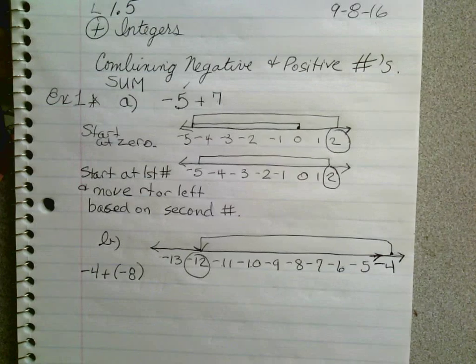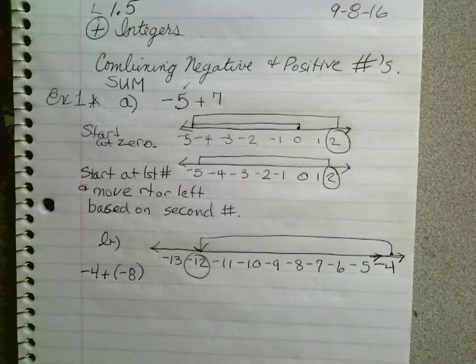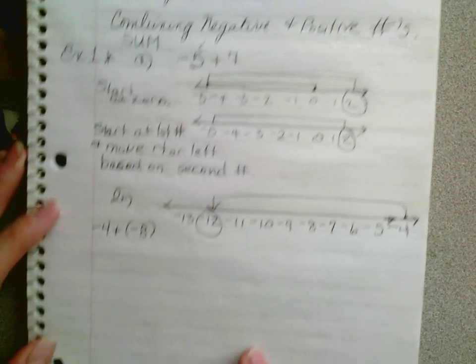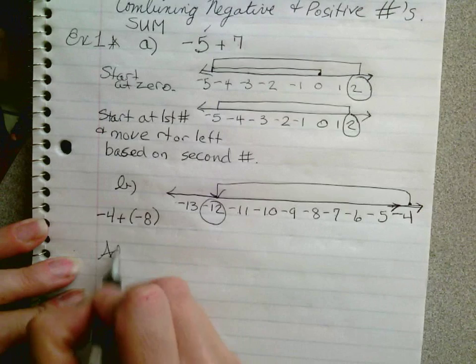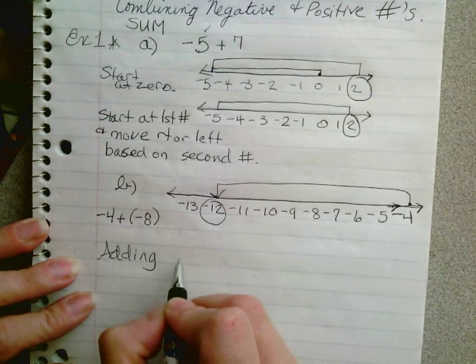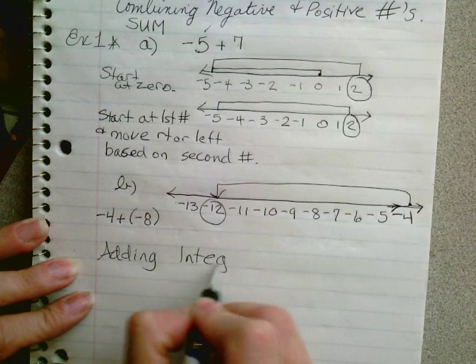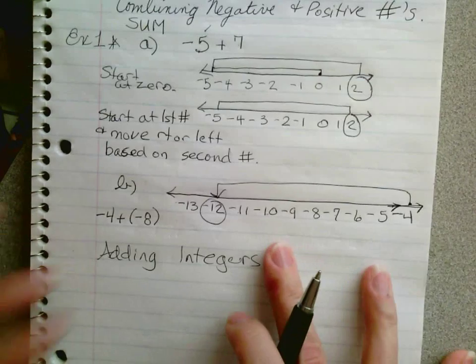Now, because the number line can be tedious, example 2 is going to give you big whopping numbers that we're not going to draw number lines for. Everybody should be writing notes, and we're going to move on to example 2. But before we do so, let's just look at the rules. Adding integers.